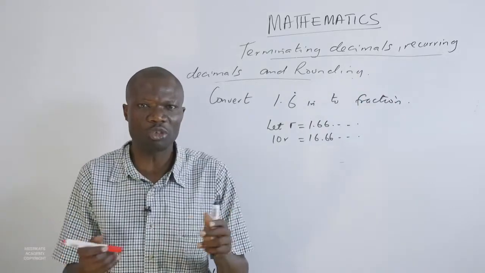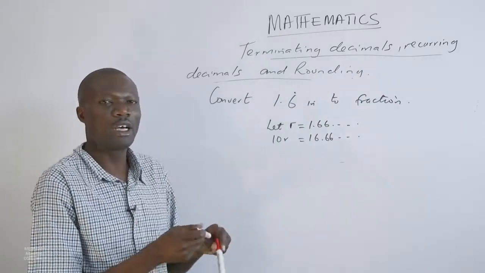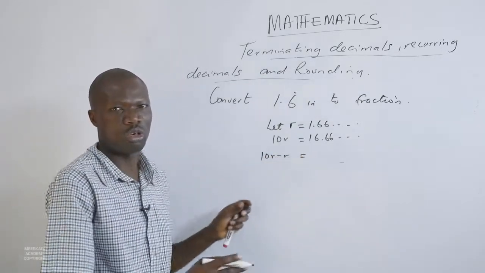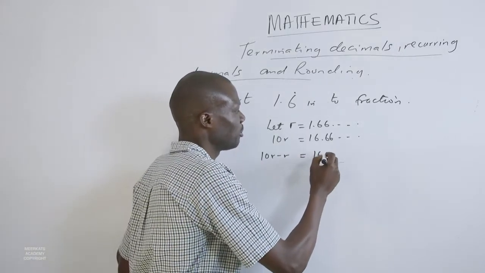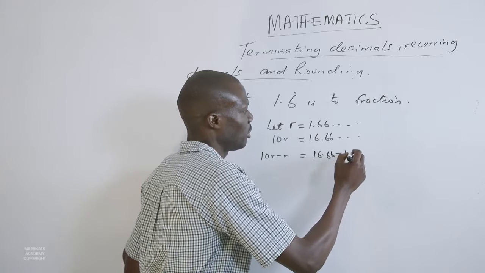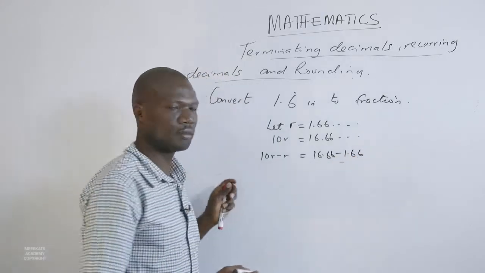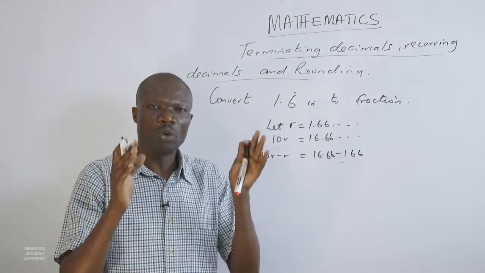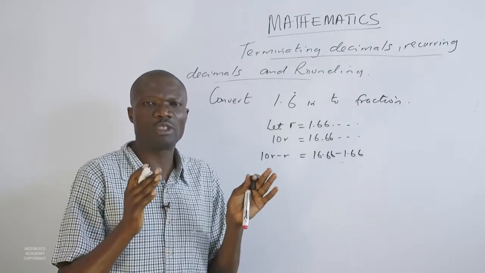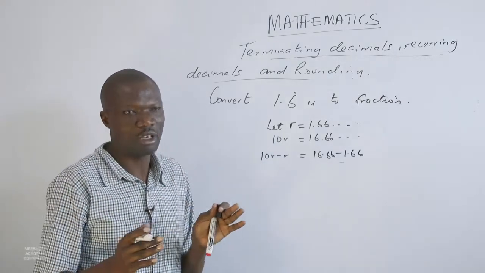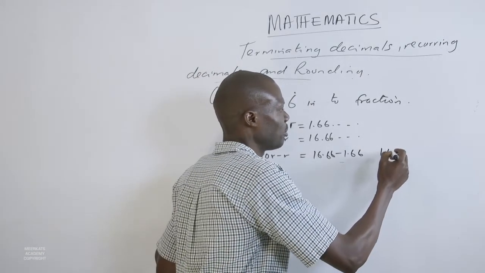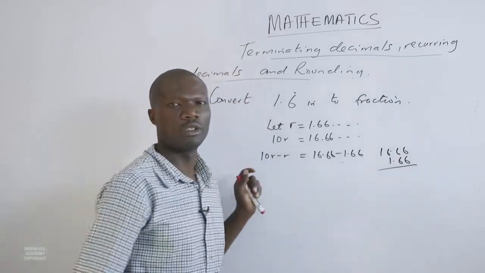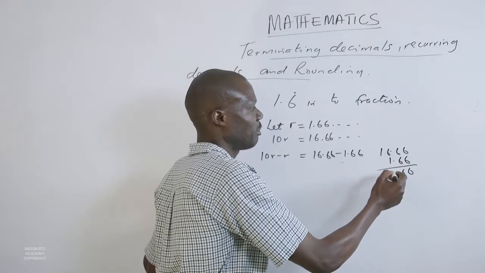Then we subtract, take 10R minus R, which should be equal to the right-hand side, which is 16.66 minus 1.66. In subtracting decimals, we said earlier on, we must arrange them, each one in its place value. If we do that here, it is 16.66, and we have 1.66. So this one will give us 0, 0, so we have 15.